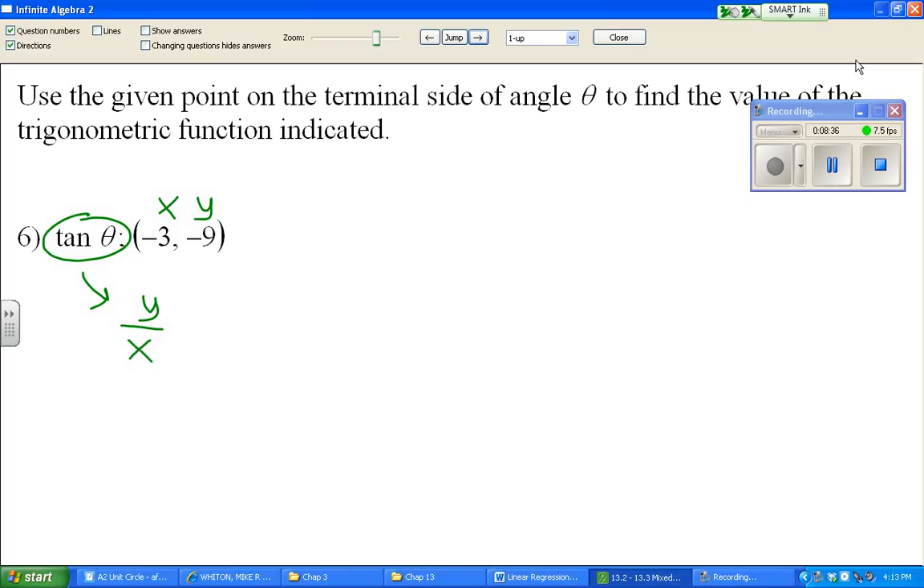So you don't even need to find r. Okay, you don't need the hypotenuse for a tangent problem, do you? Okay, so let's just not do any more work than we need to. It's just negative 9 over negative 3. We reduce that down, positive 3. That one's done.